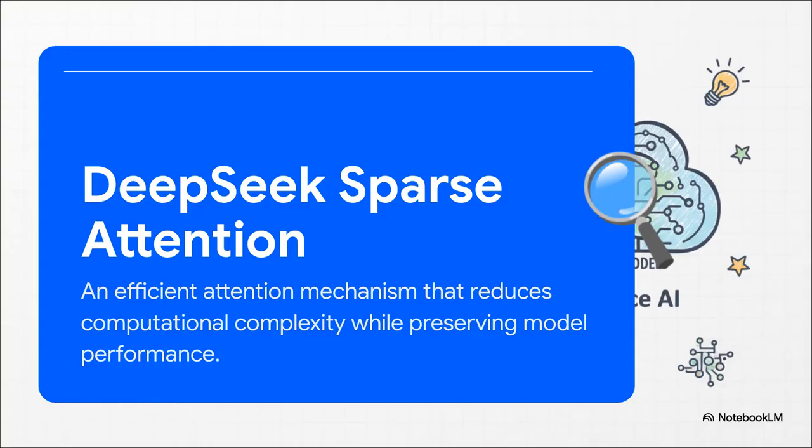First off, to fix that efficiency problem, they came up with something called DeepSeek Sparse Attention, or DSA for short. The best way to think about it is like this. Instead of reading a whole book from cover to cover just to find one piece of information, you use the index to jump straight to the right page. It's a much smarter, way more targeted way for the AI to focus.